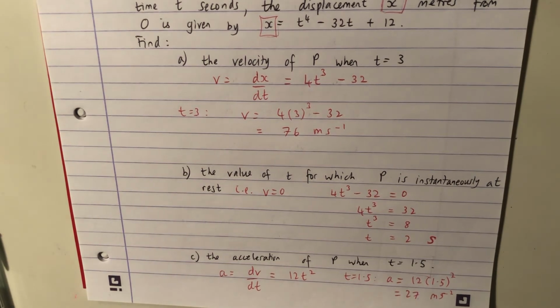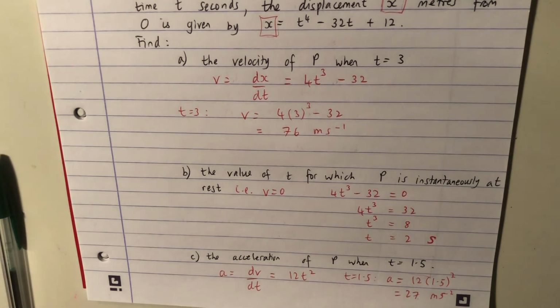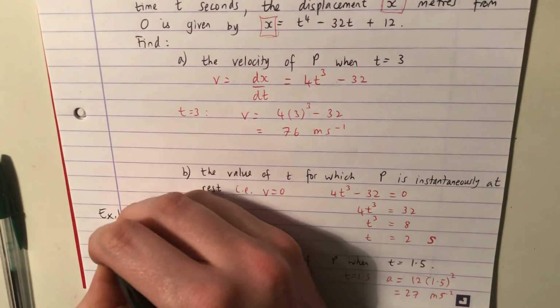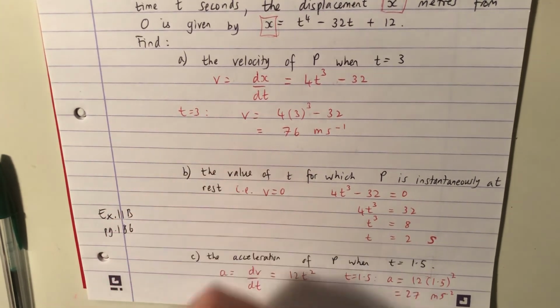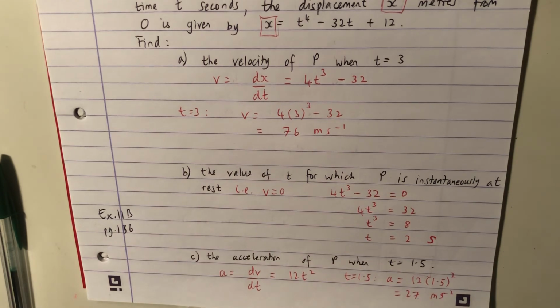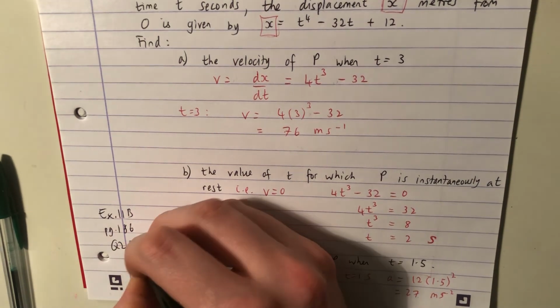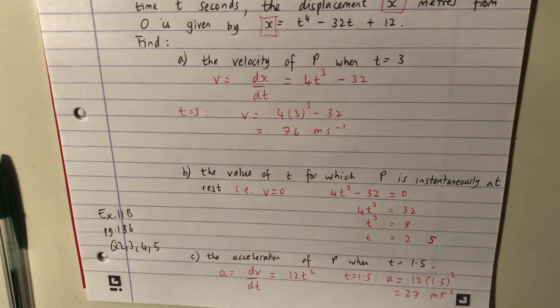So I'm going to set the work that I'd like you to try. If you all find exercise 11B, it's on page 186. I'd like you to do questions 2, 3, 4, and 5. So questions 2, 3, 4, and 5.